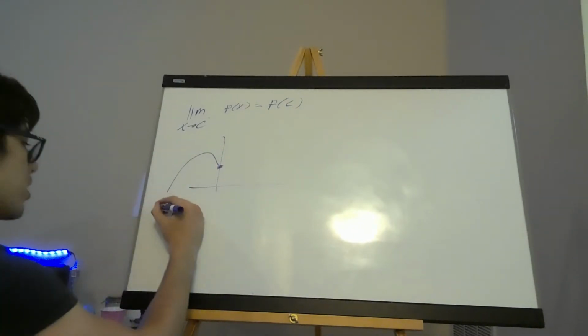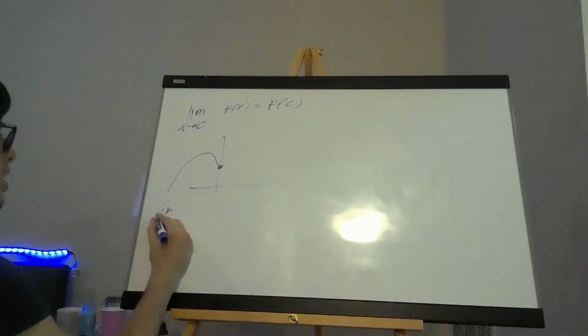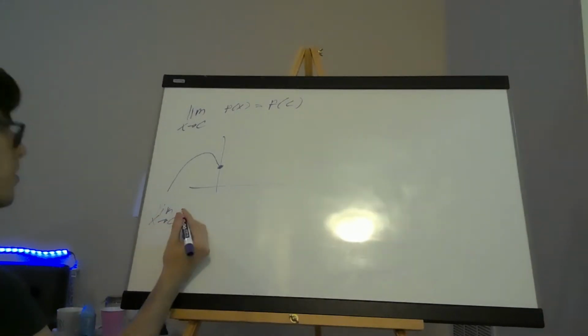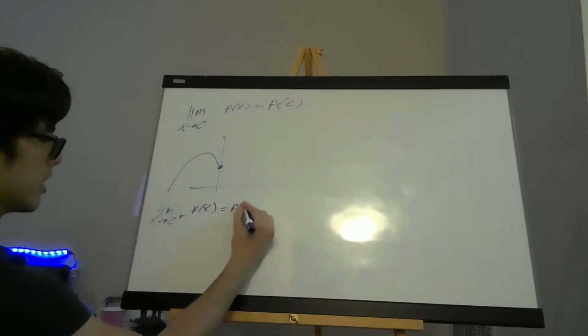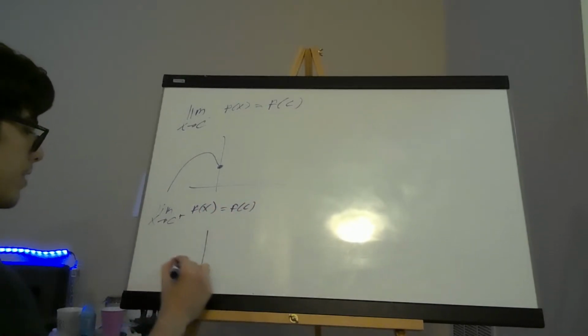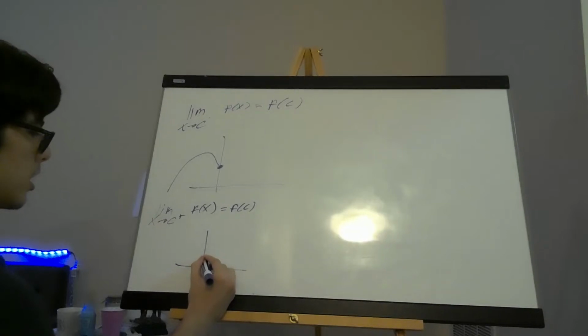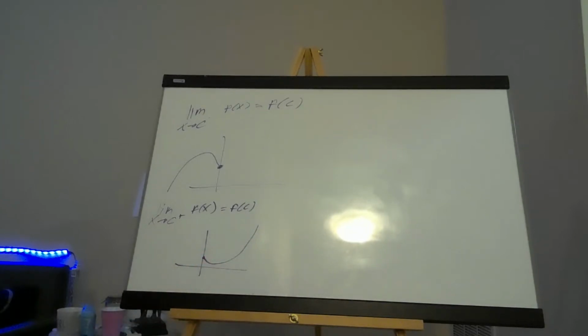Now the other side would look like this. Limit as x approaches c from the right for f of x equals f of c. And we'd have a graph like this, something like that, which brings us to the next point. If both the right and the left converge at the same number c, then it is continuous. So, let's see.